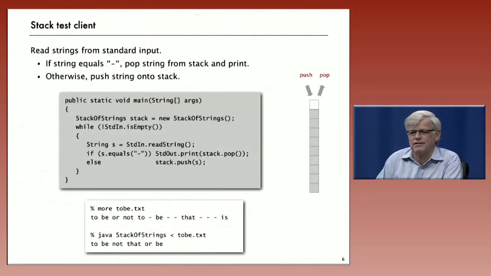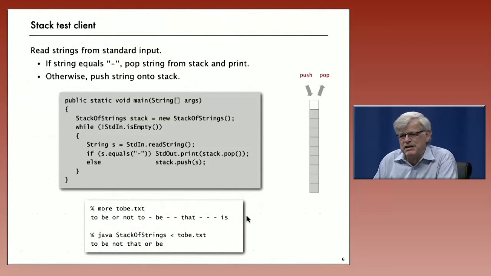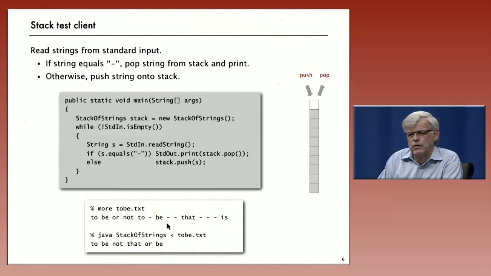Our simple client is to take some strings on standard input and some pop commands which are indicated with hyphens. And so this client reads strings from standard input. If the string is equal to the hyphen character, it'll pop the string at the top of the stack and print it. Otherwise, if it's a string that's not equal to the hyphen character, it'll just push it onto the stack.